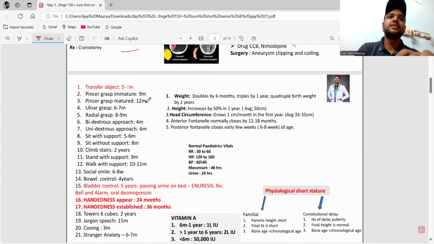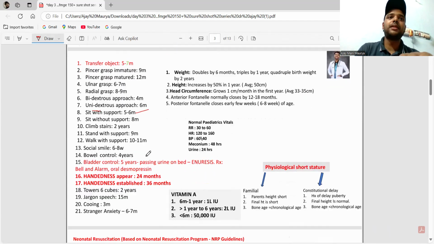Okay, now next one, see here, when will a child sit? Sit without support, sit with support. See, sit at 6 months, sit 6, 6. Okay, this one. Remember, social smile is at 2 months.